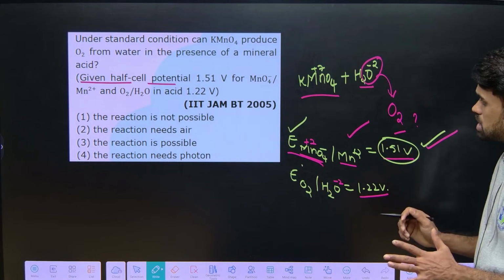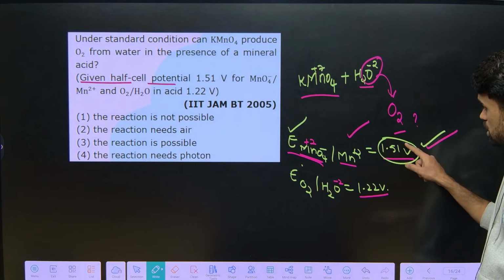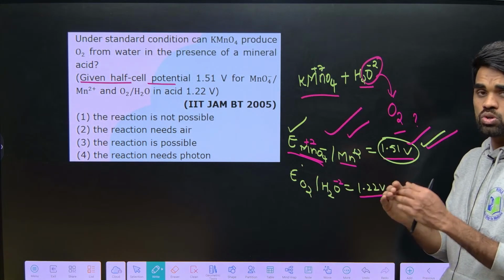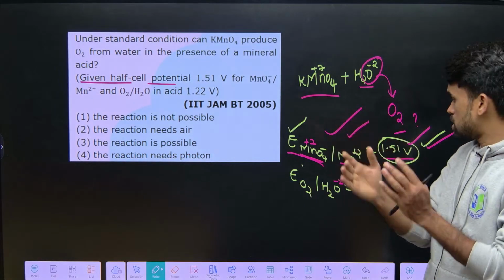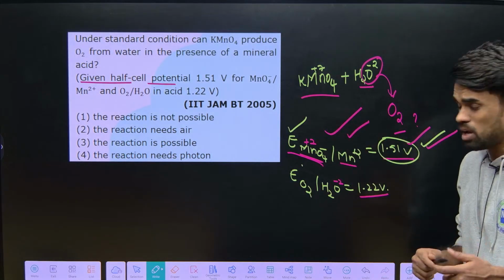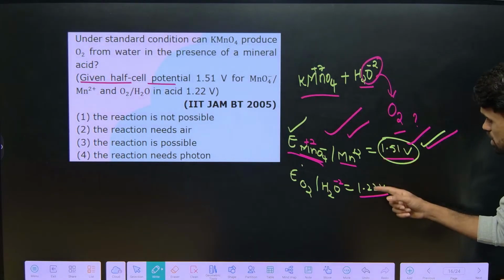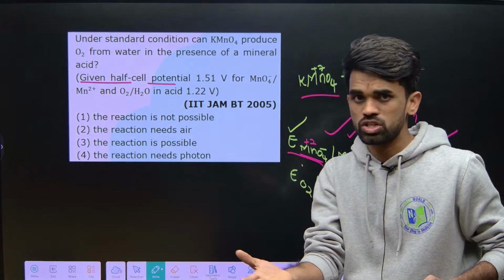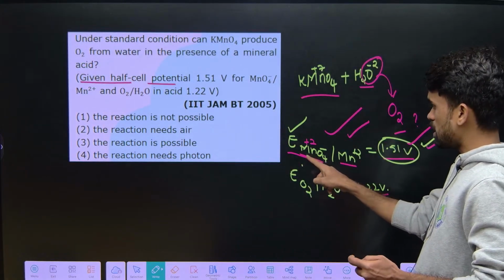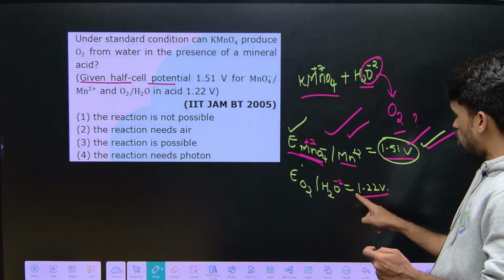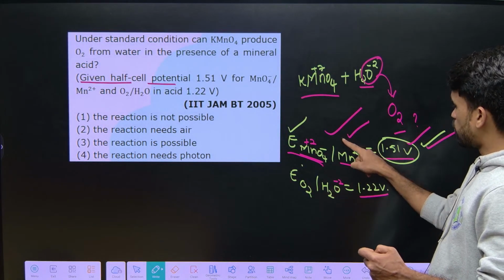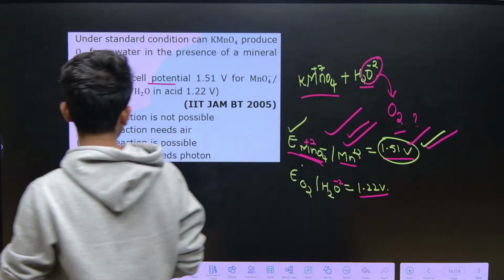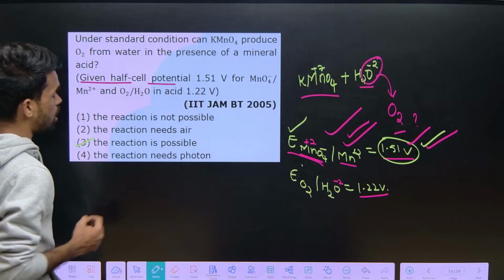Why can I say the reaction is possible? Because this value is more, no? It will undergo reduction and oxidize H2O to O2 gas. Therefore, this reaction is taking place. Why am I saying this? Just look at the values. The one which has more positive reduction potential value will undergo reduction. Since the permanganate ion has more reduction potential value than water, here this O2, it will undergo reduction and oxidize the other species. Yes, the reaction is possible. So that's why I am saying option 3 is your answer for this question.